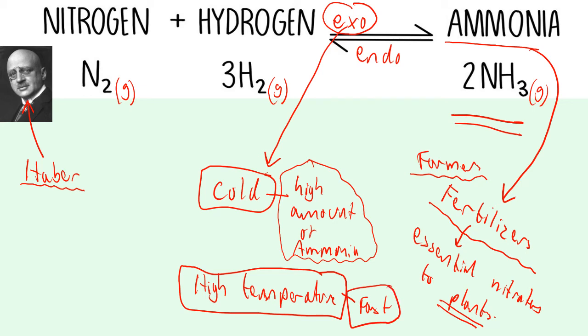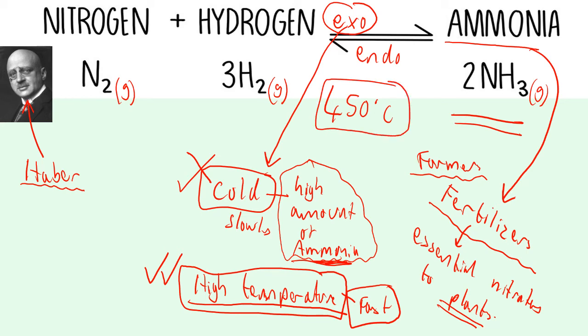Do we go for a cold reaction, which gives us lots of ammonia, but we only get it slowly, or do we go for a high temperature that gives us a little bit, but incredibly fast? And the answer is we don't go for the cold. We deliberately go for a little bit quickly. We go for this one, and actually that process is done at 450 degrees Celsius.